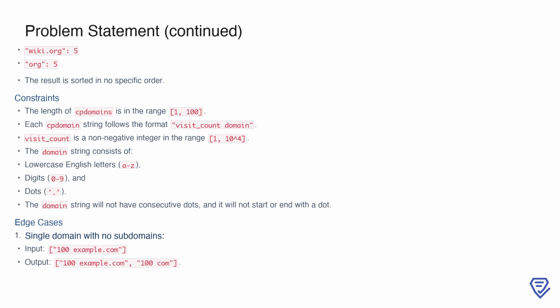The input list domains contains between 1 and 100 strings. Each string strictly follows the format of visit_count domain, where visit_count is an integer between 1 and 10,000. The domain name itself is composed of lowercase English letters, digits, and dots, without consecutive dots or dots at the beginning or end. These constraints help ensure that the input is well structured and manageable.